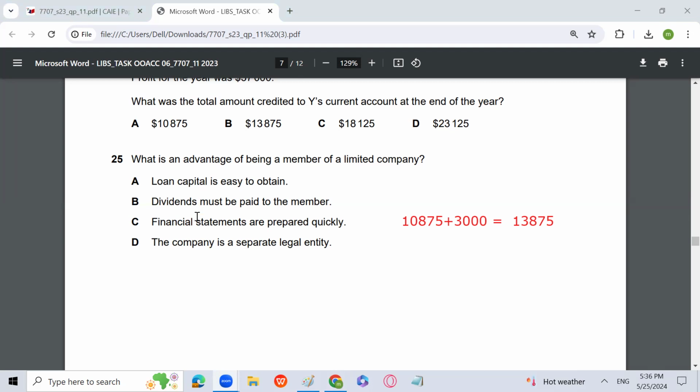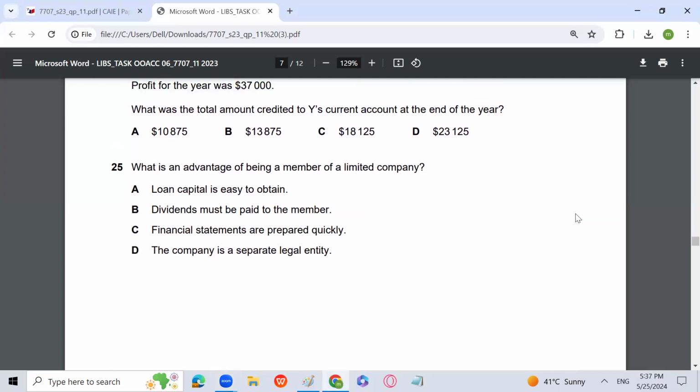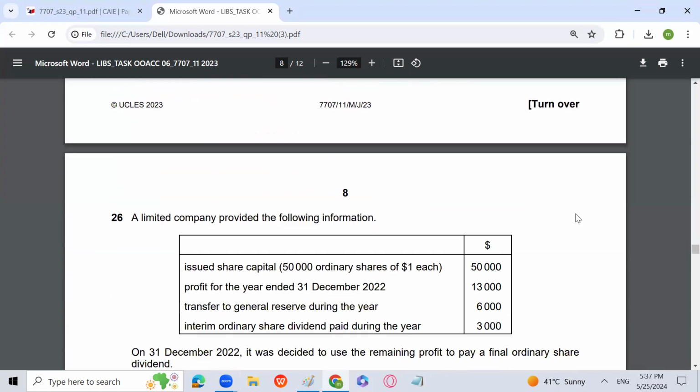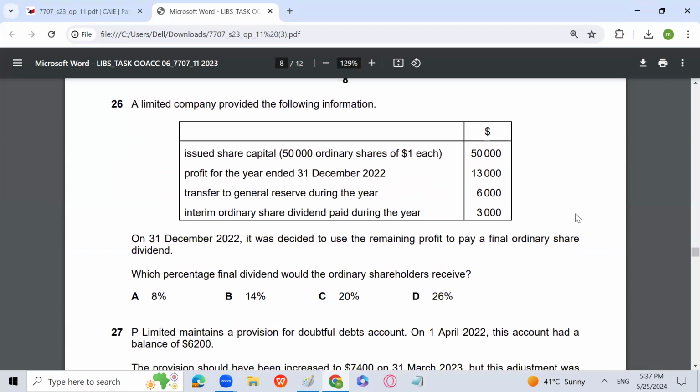Sir, why not B? Dividend must be paid to the members. That's not true. Sometimes you don't have profit and there will be no dividend paid to the members. You will not get any kind of dividend. So D is the answer. When we talk about shareholders, we always talk about ordinary shareholders if nothing is mentioned, because preference shareholders are not the members of a limited company. They don't have voting right. So company is a separate legal entity means that the company is liable for its own problems, and we are only liable for the shares which we have purchased in the company.